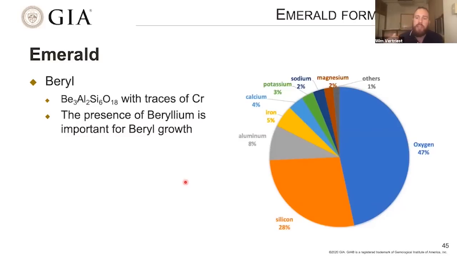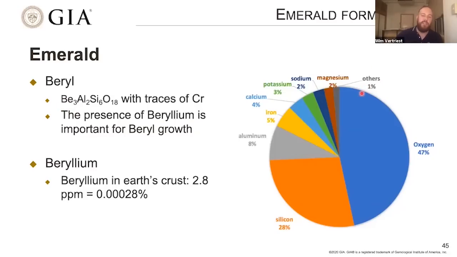So I think you can see, if you look at this diagram on the right again, you see oxygen, plenty of it available. Silicon, plenty of it available. Aluminum, plenty of it available. The main limitation that we have to grow beryl is the presence of beryllium. And beryllium is extremely rare. It is in that 1% right here.